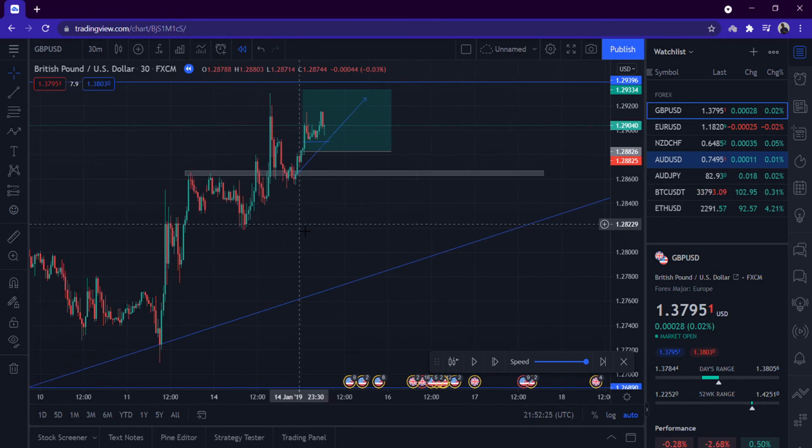So depending on the lot size you use, 8 pips to a person using the lowest lot size, 0.01, is just 8 cents. A person using 0.1 lot size, 8 pips is around $8. A person using 1 lot size, 8 pips is $80. A person using 10 lot sizes, 8 pips is $800. So it depends what kind of lot size you use.